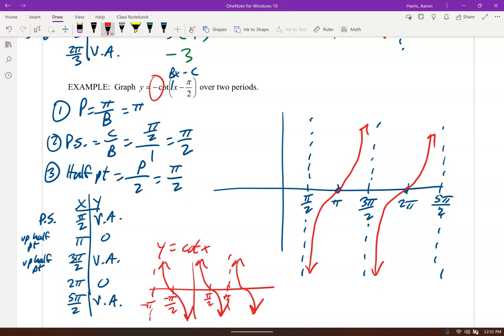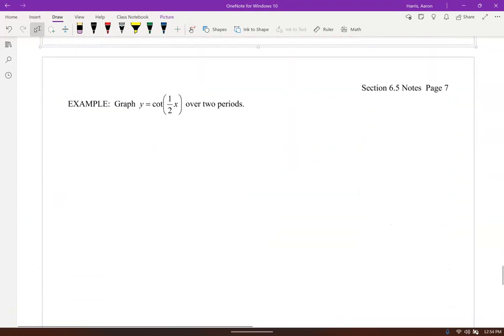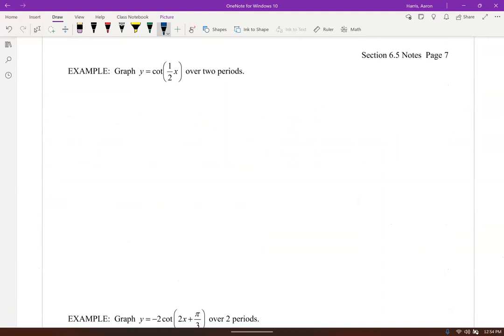So it reflects it about the x-axis. Again, you can plug in a nice point. What's between 4 pi over 4 and 6 pi over 4? 5 pi over 4 would be a nice one to plug in. 5 pi over 4, and you'd get that 1 right there. Let's do a couple more of these cotangents here.